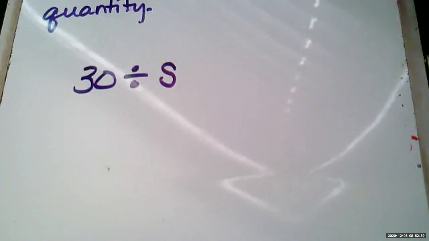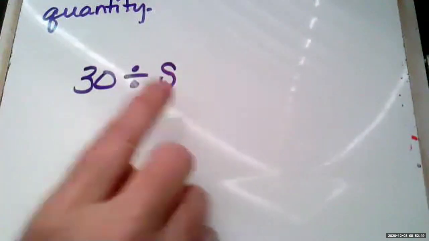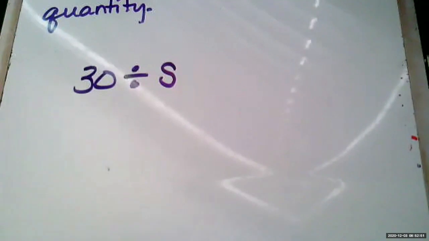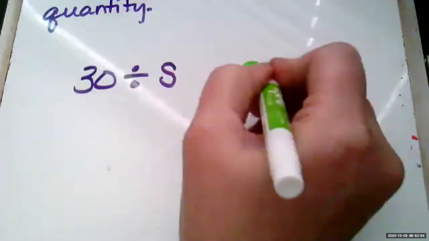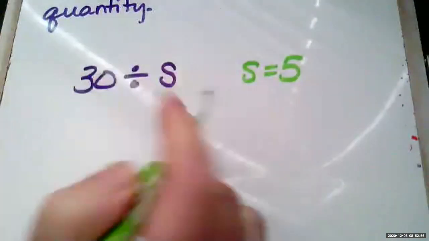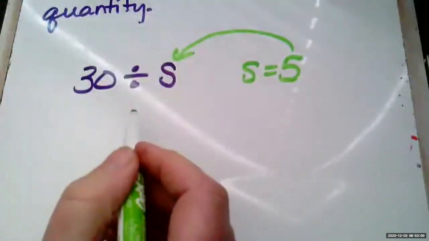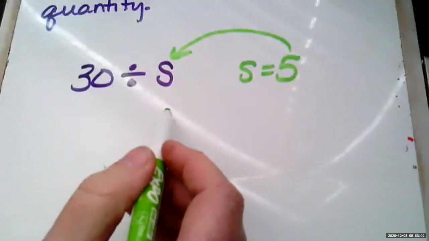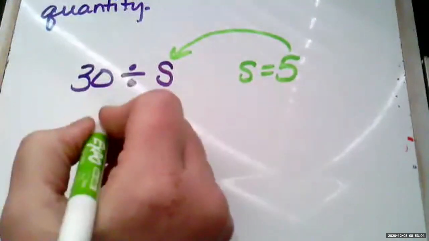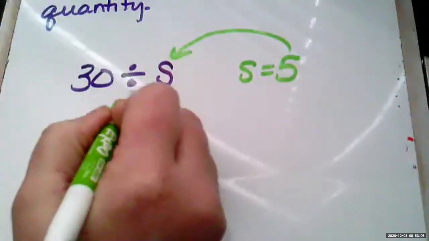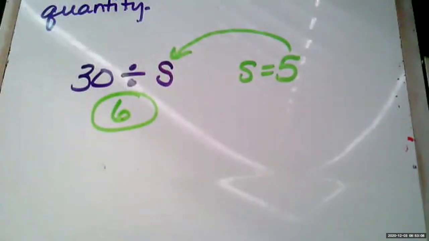Bob's car wash needed to wash 30 cars and he divided his work amongst his workers, however many workers he has. Let's say he has 5 workers. If S equals 5, he has 5 workers. Then how many cars does each one have to do? Each one would have to wash 6 cars.